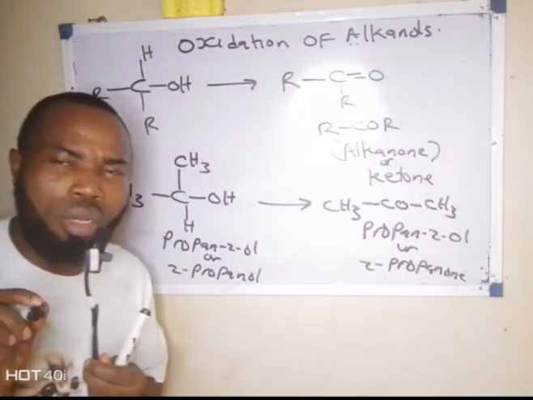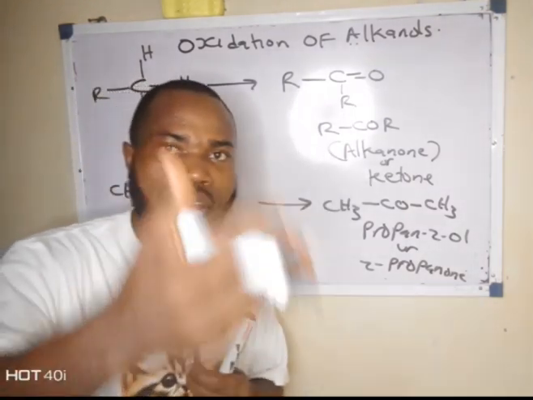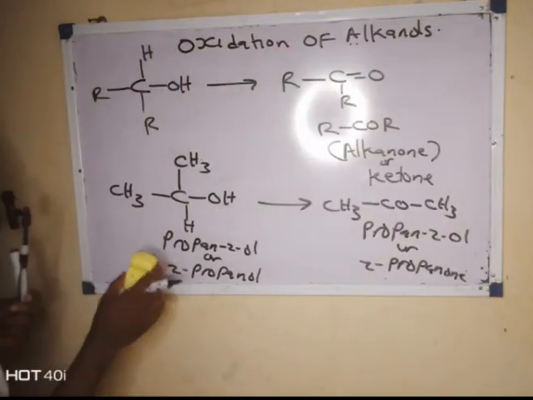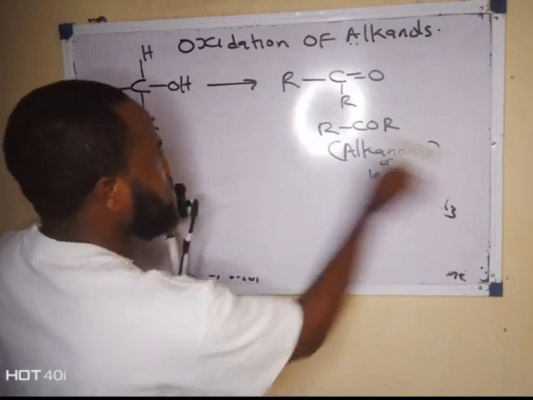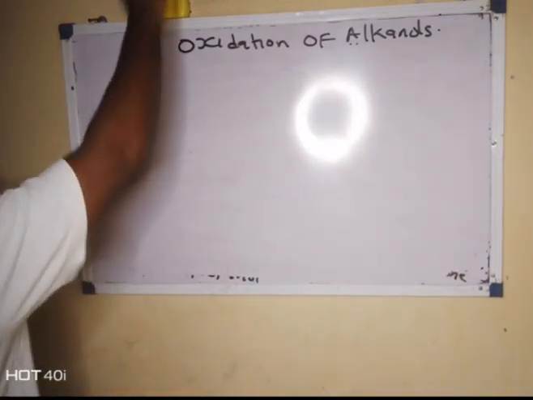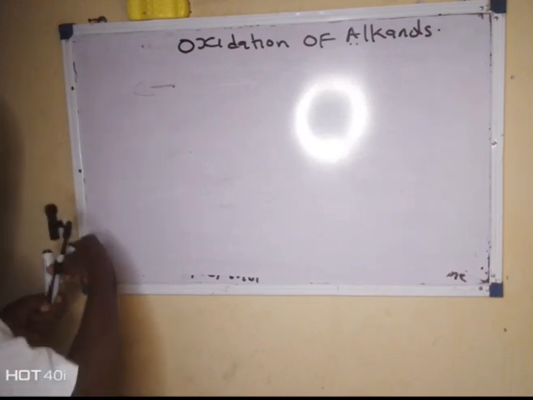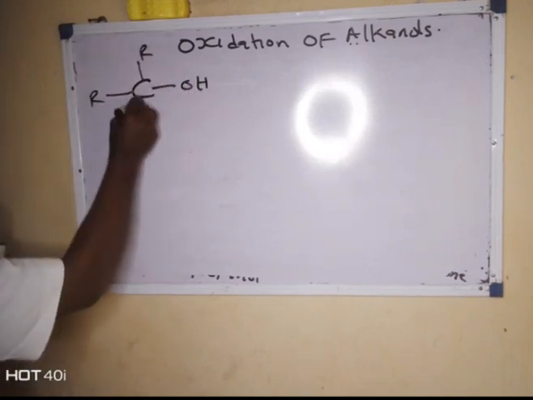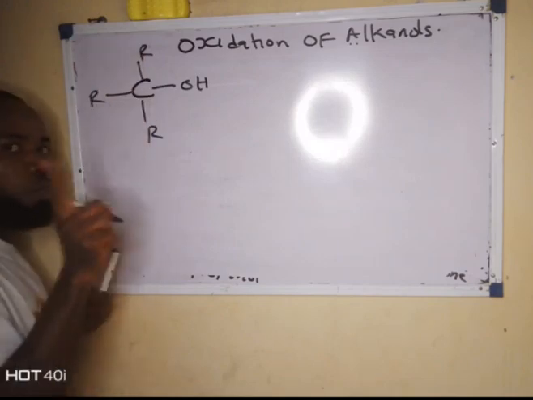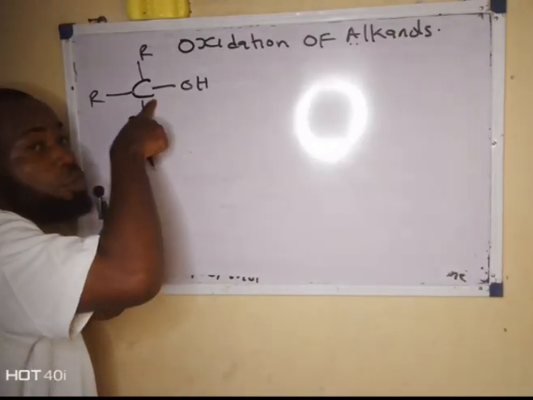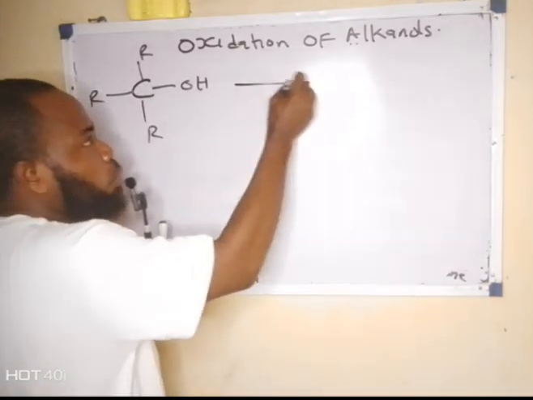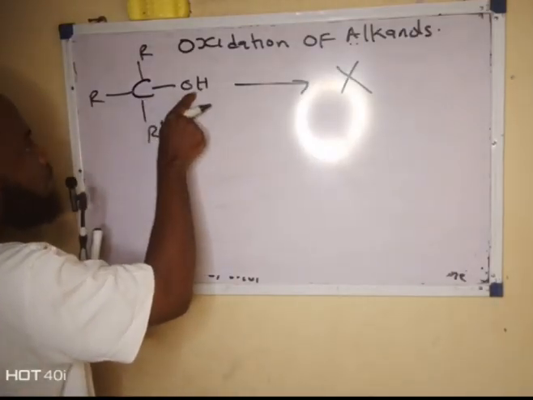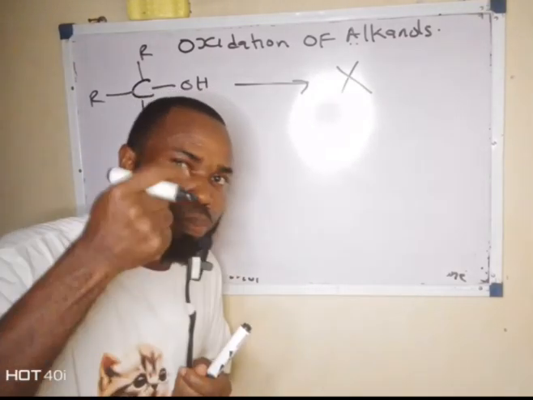Now what about tertiary alkanols? When tertiary alkanols are oxidized, what will it give to me? I'm trying my best to make sure that the video is short and straight to the point. Remember the mechanism we used just now. Now look at tertiary alkanols. If I have OH, and alkyl, alkyl, alkyl, you can notice that for the tertiary alkanol, there is no free hydrogen attached to this particular carbon. Therefore, tertiary alkanols cannot be oxidized, because there is no free hydrogen attached to the carbon that bears the OH. So tertiary alkanols cannot be oxidized, unlike the rest.